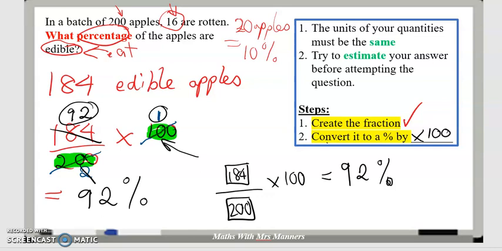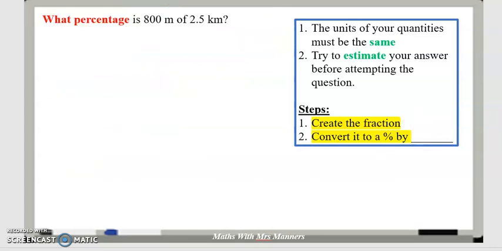All right, let's look at one more example. What percentage is 800 meters of 2.5 kilometers? So you could turn this into a word problem. Jessica and Anthony were going for a 2.5 kilometer walk, but Anthony sprained his ankle at 800 meters and had to stop. So you could ask, what percentage of the walk did Anthony complete? Something like that. But the simpler version would be just writing, what percentage is 800 meters of 2.5 kilometers?